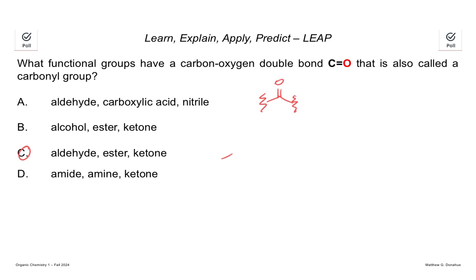An aldehyde, the carbonyl is at the terminus of the chain. An ester, again, it's at the terminus, but you have this other carbon group bonded to that oxygen. And then a ketone, the carbonyl is in the middle of the carbon chain.